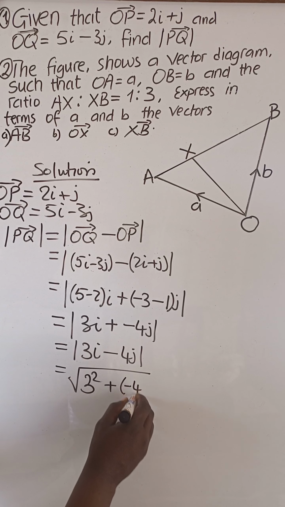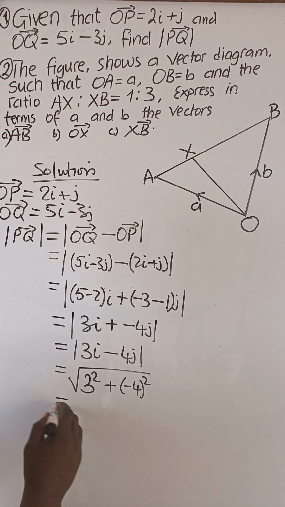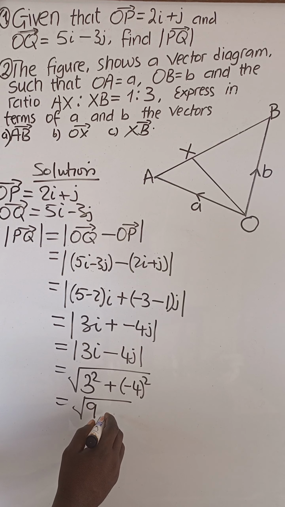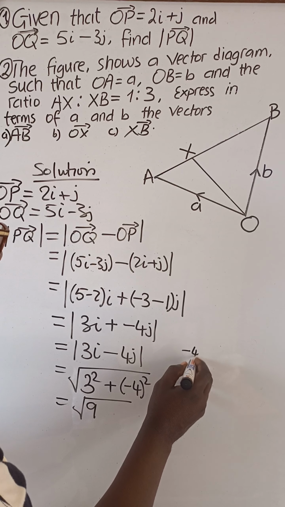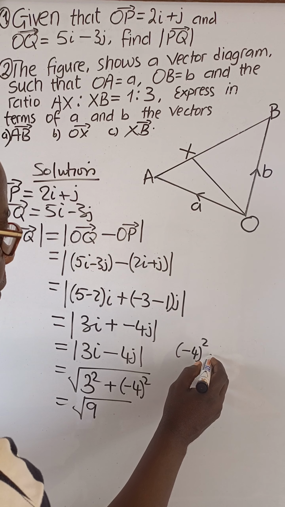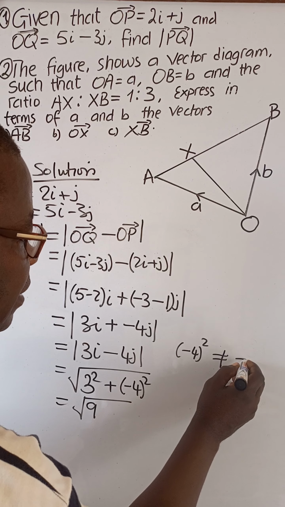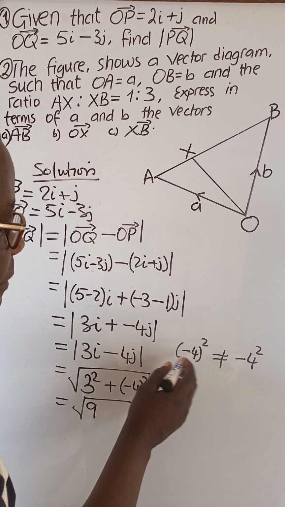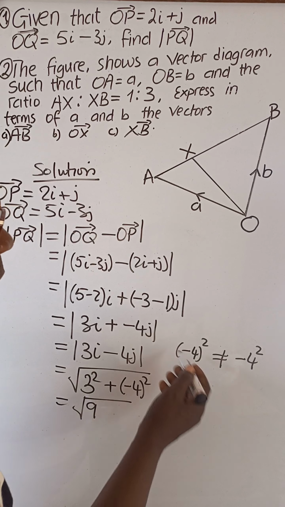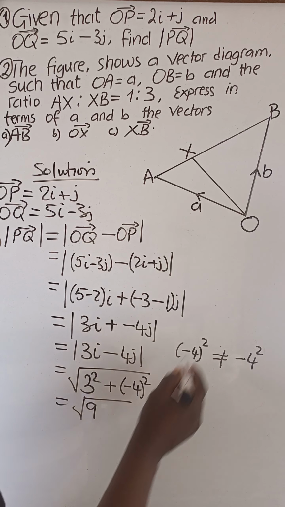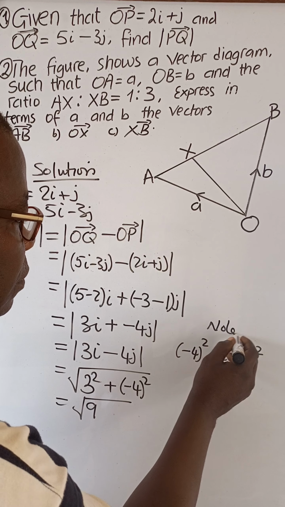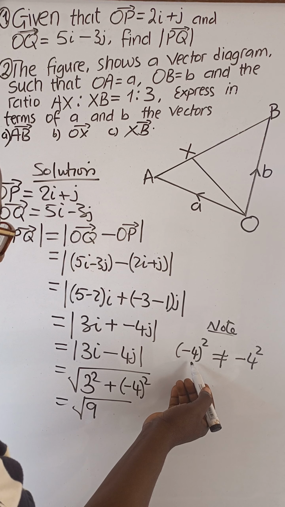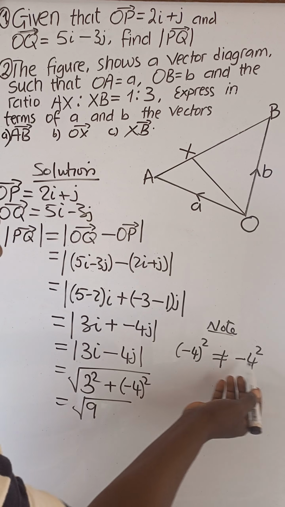We square the two components. Now this gives us the root of 3 squared, which is 9, and the root of negative 4 squared. Pay attention: negative 4 squared, with the square affecting the negative, is not the same as negative 4 squared with the negative outside. They are pronounced the same, but this is not the same as that. You have to take note. Many students write this in the place of this. What we are asked to do here is this one and not that one.